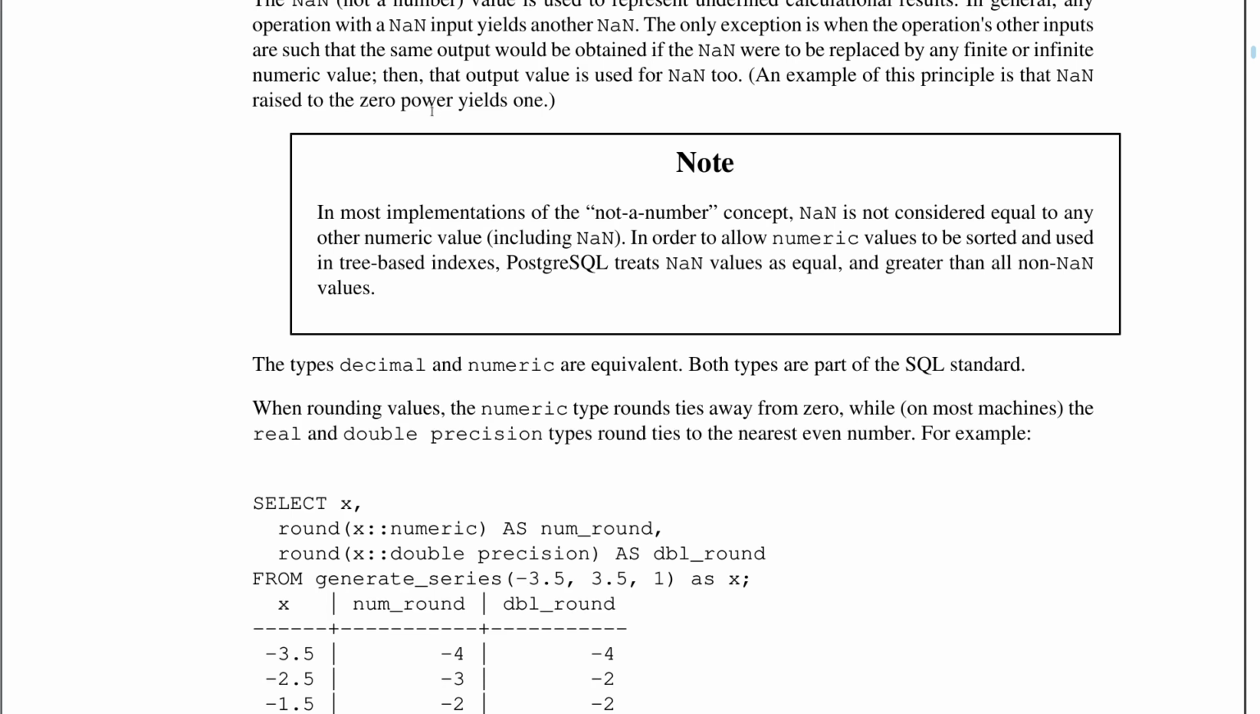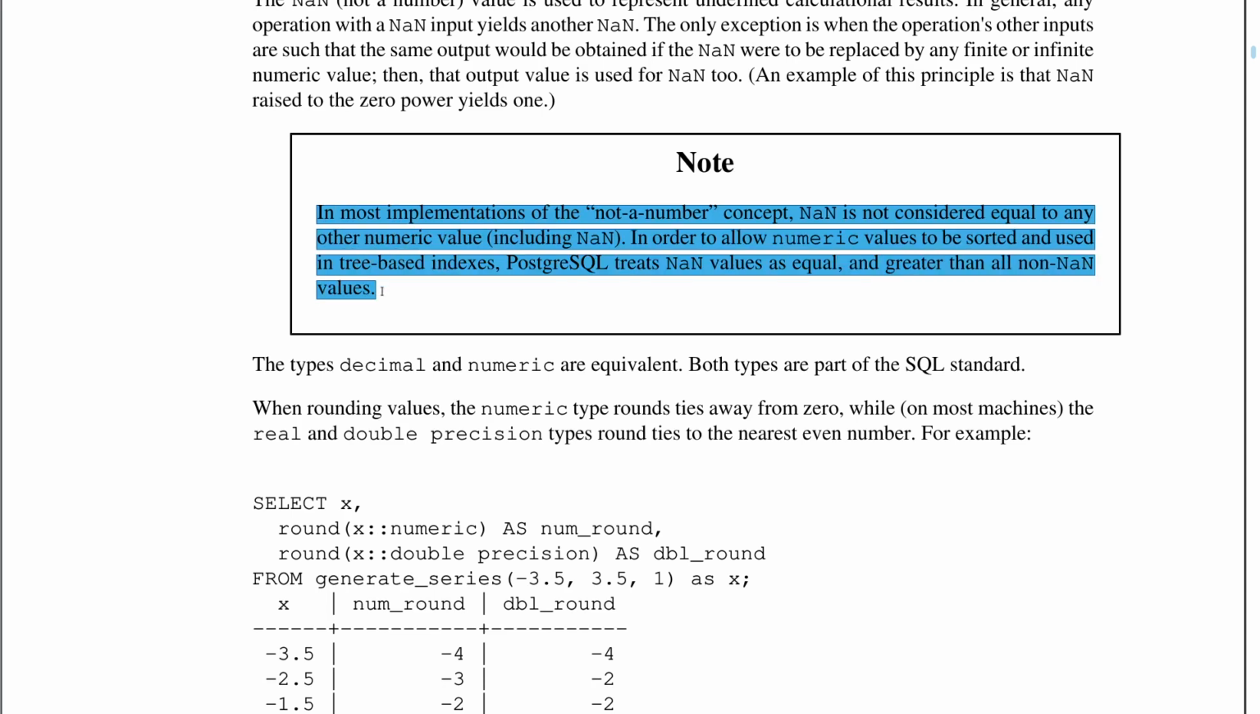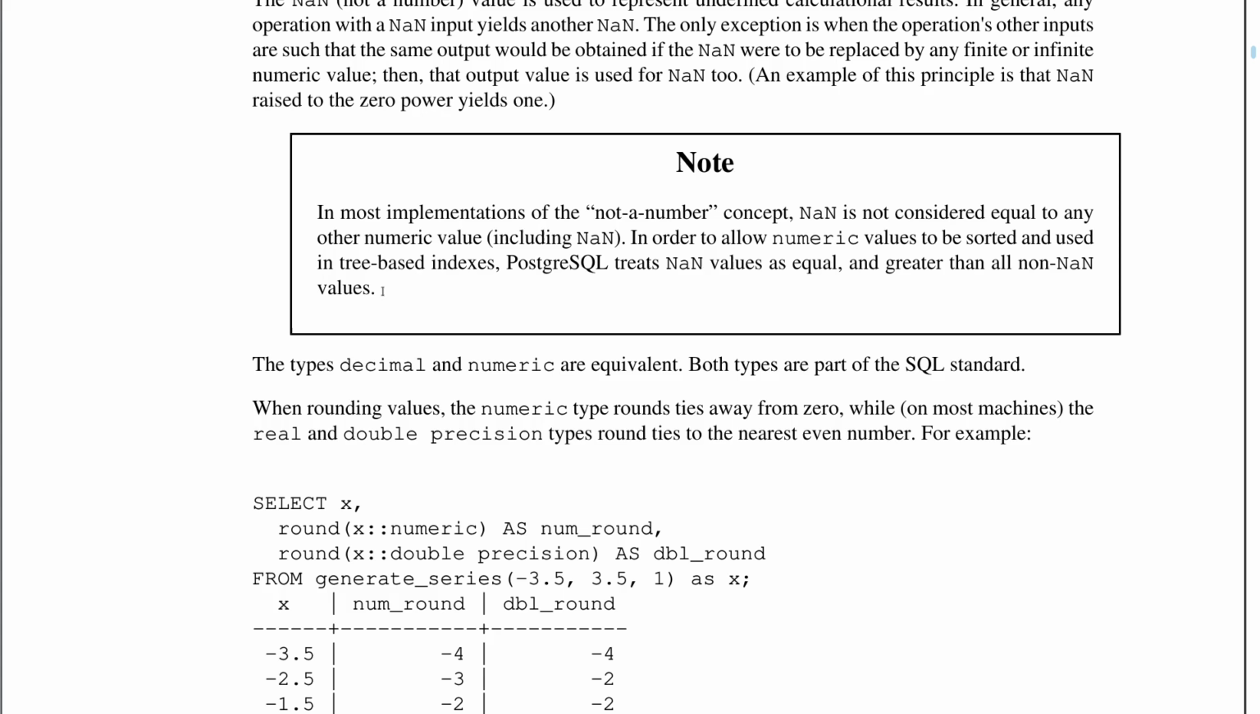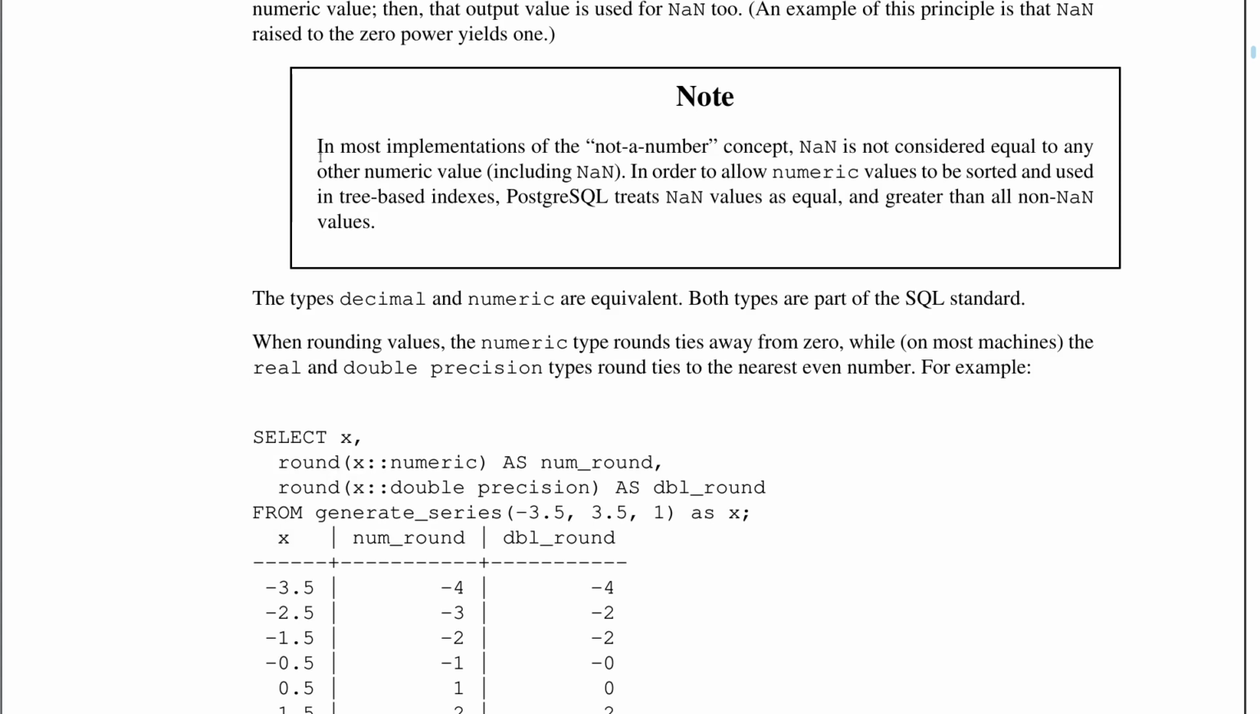But in general, the principle is that if you use NaN for addition, multiplication, division, then the output will be NaN, even though other operands are fixed. In most implementations of a not a number concept, NaN is not considered equal to any other numeric value, including NaN. In order to allow numeric values to be sorted and viewed in tree-based indexes, PostgreSQL treats NaN values as equal and greater than all non-NaN values.